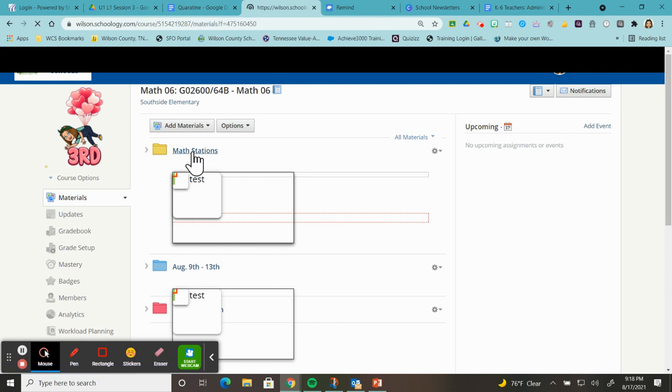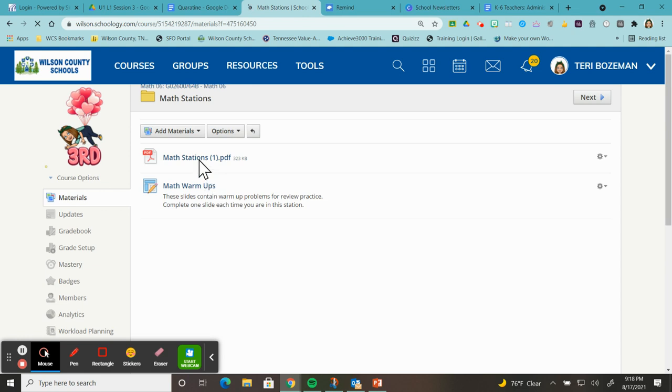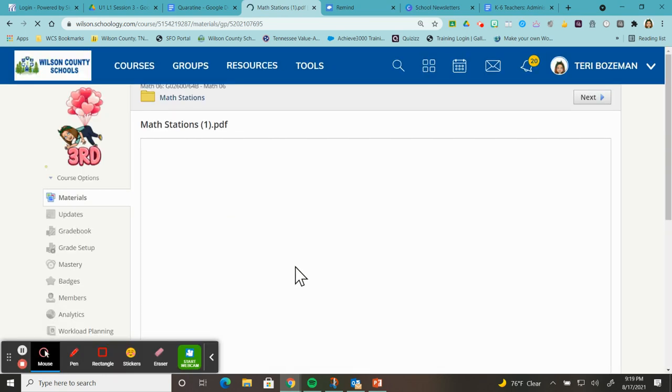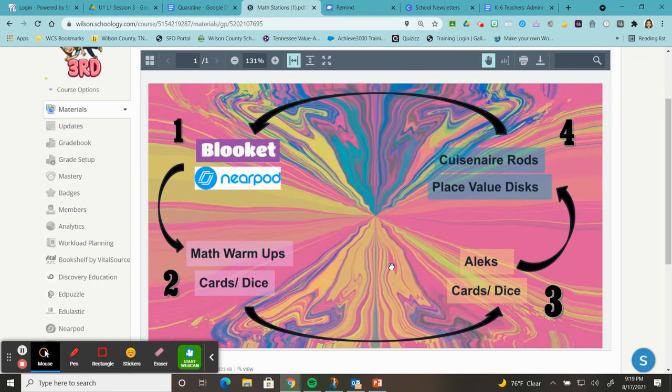Now you will not be able to do all of the math stations because some of them require cards or dice or place value discs or Cuisenaire rods. So those stations you would not be able to do. However, there are other stations that you can do. So you would click on this Math Stations PDF. And when that loads, it will have a list of our math stations for the week. So this is what it looks like.